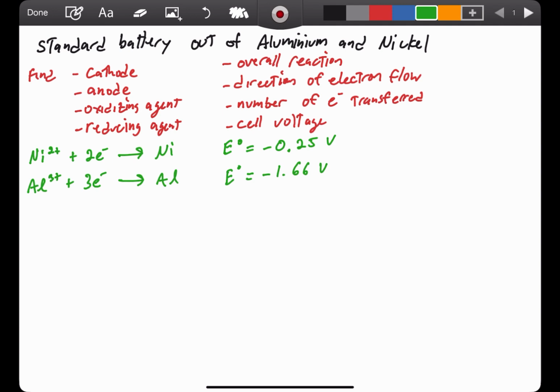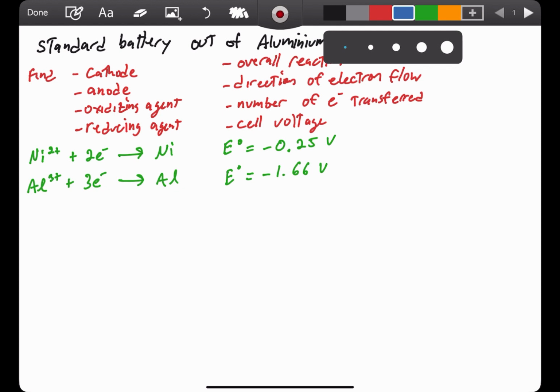So it sounds like an awful lot of things to try to find just from knowing all we have is aluminum and nickel, but we can do it. And so let's go ahead and get started. First thing we want to do is let's just go ahead and look up our elements. And I've already gone ahead and written them here. So we've got nickel and aluminum.